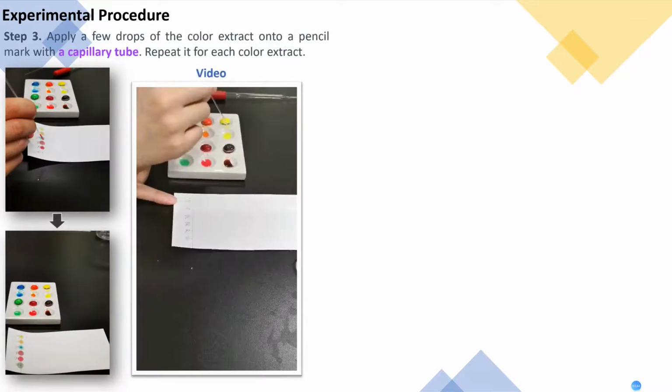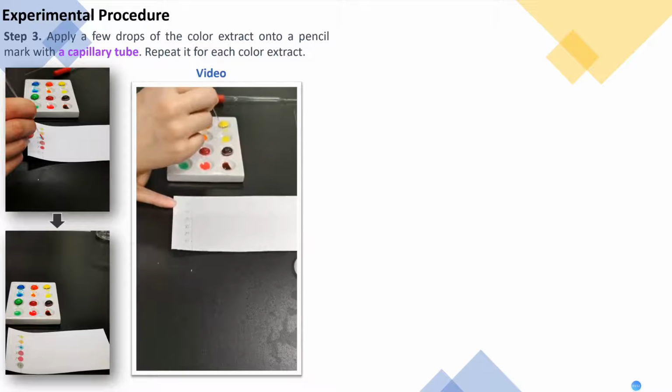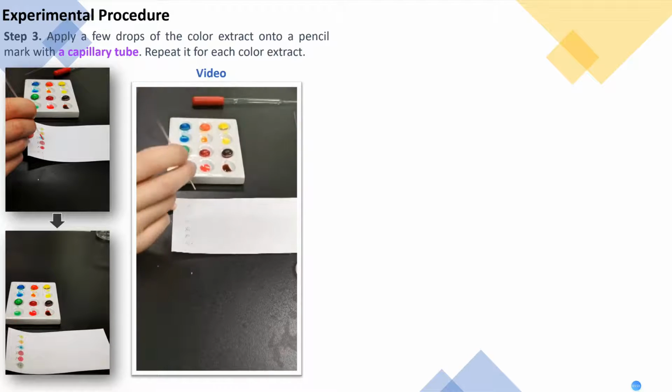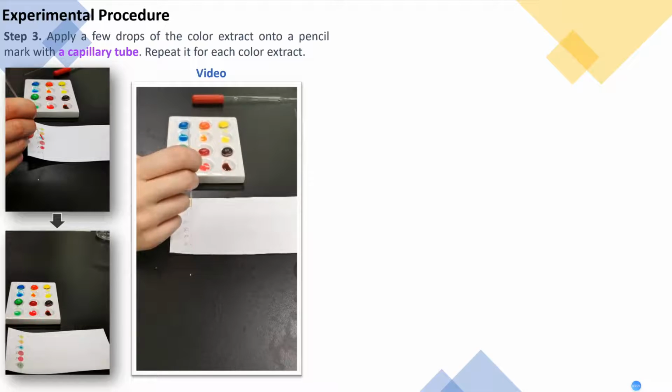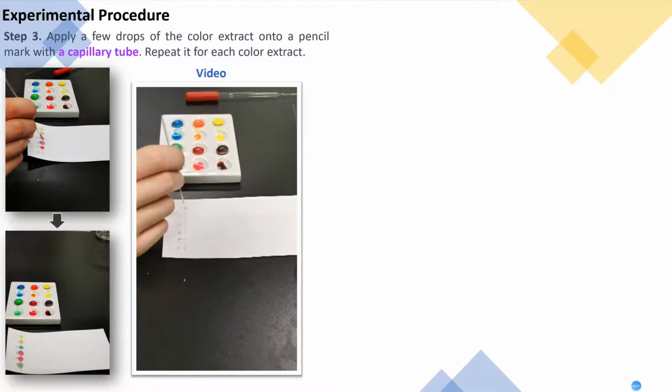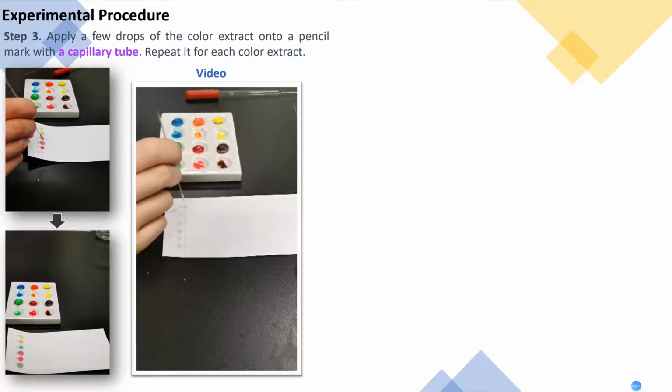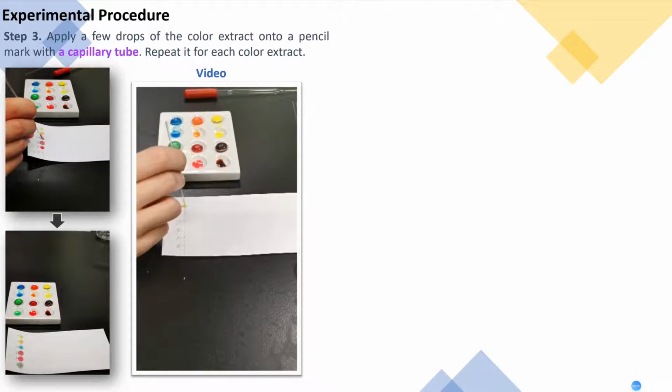In the next step, you need to apply a few drops of the color extract onto a pencil mark with a capillary tube until the color is visible. To minimize the spot size, you need to make sure they are applied exactly in the same position. Label the color of the spot using a pencil, repeating this step on different pencil marks for each color extract using a clean capillary tube.